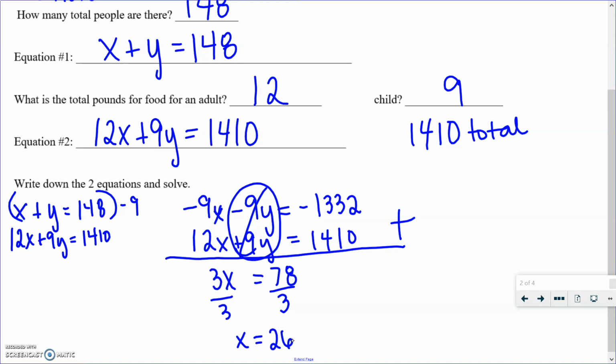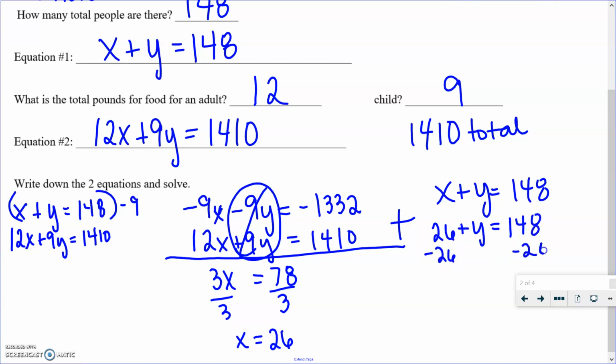I'm going to come back over here and plug it in. x plus y equals 148. Okay, so 26 plus y equals 148. So if we subtract 26 from both sides, we get y equals 122. Okay, so these first two have both been elimination friendly. We're going to talk about some break-even problems, which are more substitution friendly now.